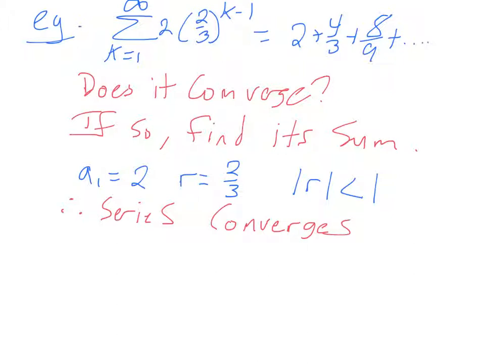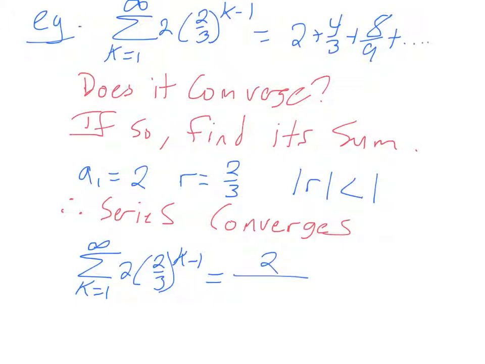Right? So that's good. And so if it does converge, if we do have a convergent series, then the sum from k equals 1 to infinity of 2 times (2/3)^(k-1) we know is going to be equal to a sub 1 over 1 minus r. That was the formula that we derived in that last part there. So a sub 1 over 1 minus r, and so we'll end up with 2 over 1 minus 2/3, which is 1/3, and so we get 6.